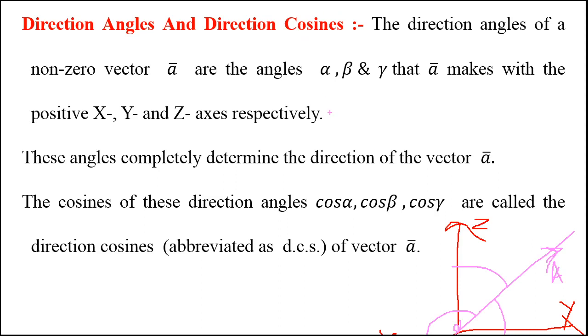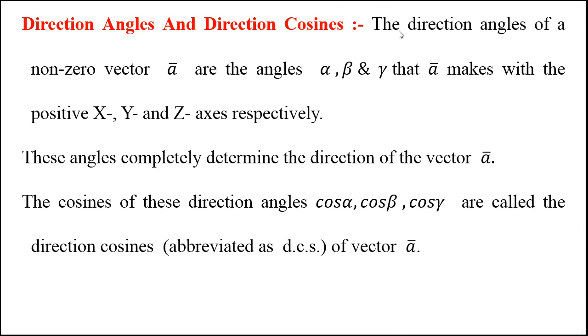Here I will read the definition. The direction angles of a non-zero vector a bar are angles alpha, beta, gamma that a bar makes with the positive x, y and z axis respectively. म्हणजे त्या वेक्टरने कोऑर्डिनेट ॲक्सिसच्या पॉझिटिव्ह डायरेक्शन बरोबर केलेले जे अँगल असतात त्या अँगलला म्हणायचं डायरेक्शन अँगल्स.